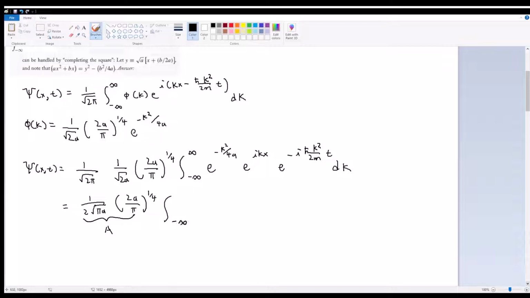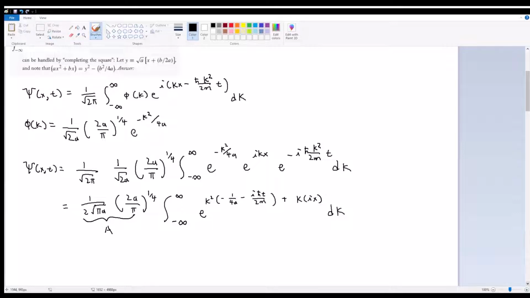And then we have an integral from negative infinity to positive infinity. And we want to collect terms. So we have two k squared terms. So let's write this e to the k squared of, let's see, negative 1 over 4a minus i h bar t over 2m. Is that correct? k squared, negative 1 over 4a minus i h bar t over 2m. Yes, that is. And then we have plus k times ix. And then this is all closed with dk.